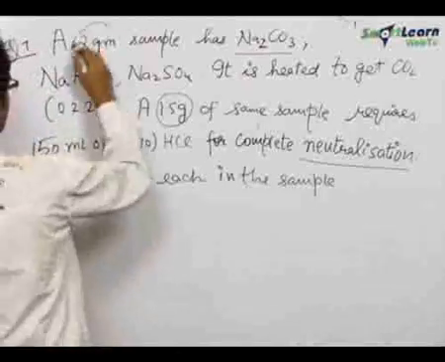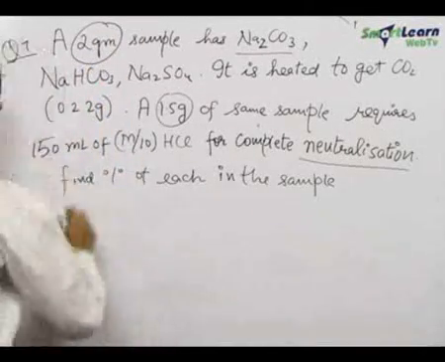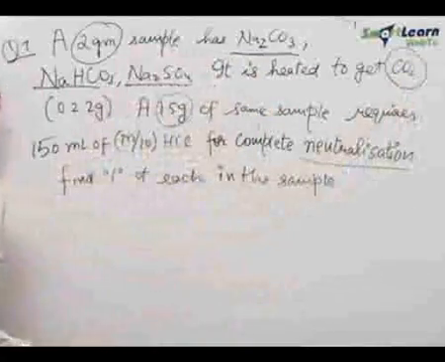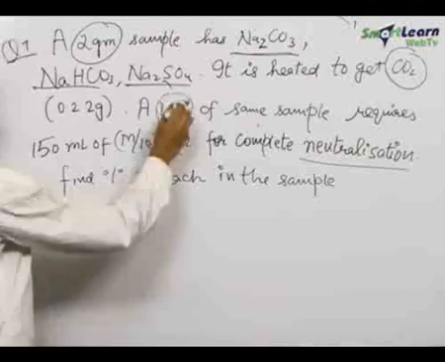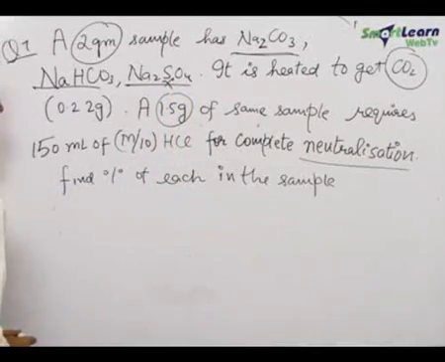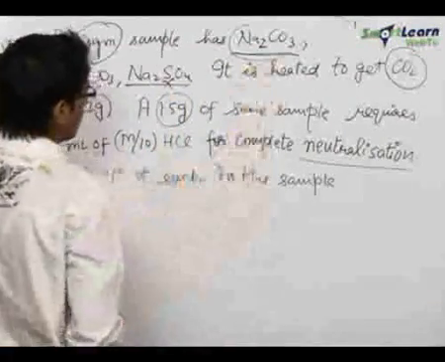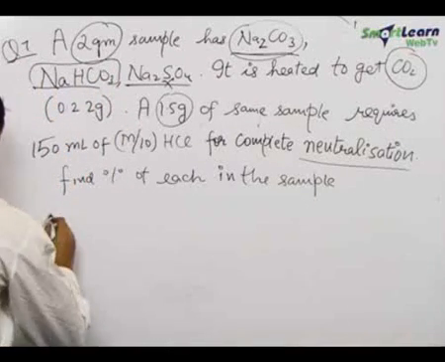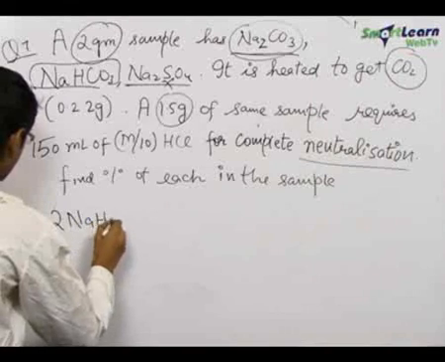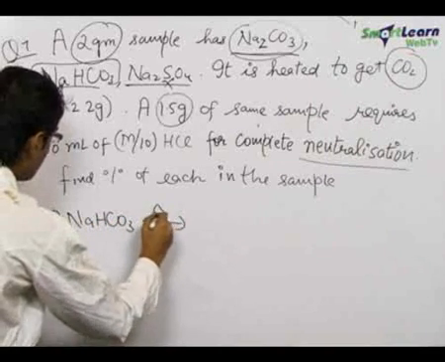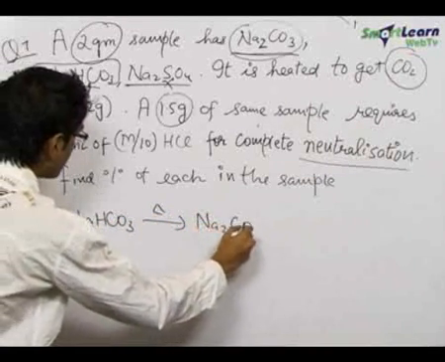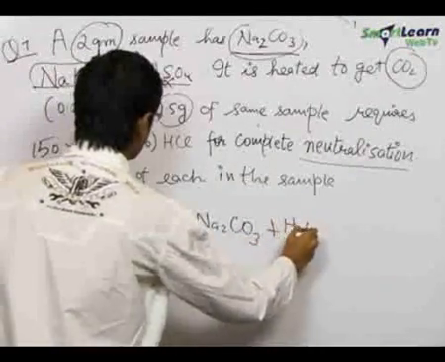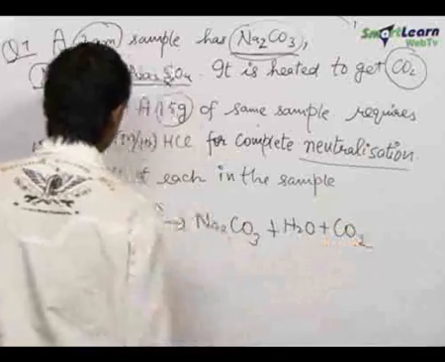Now first of all, take the first sample, which was 2 grams in weight. This sample is heated to get CO2. Now we know that Na2SO4 does not decompose on heating, Na2CO3 does not decompose on heating, only sodium bicarbonate decomposes on heating. So the reaction will become 2NaHCO3 on heating gives Na2CO3, which does not decompose further, plus H2O plus CO2.